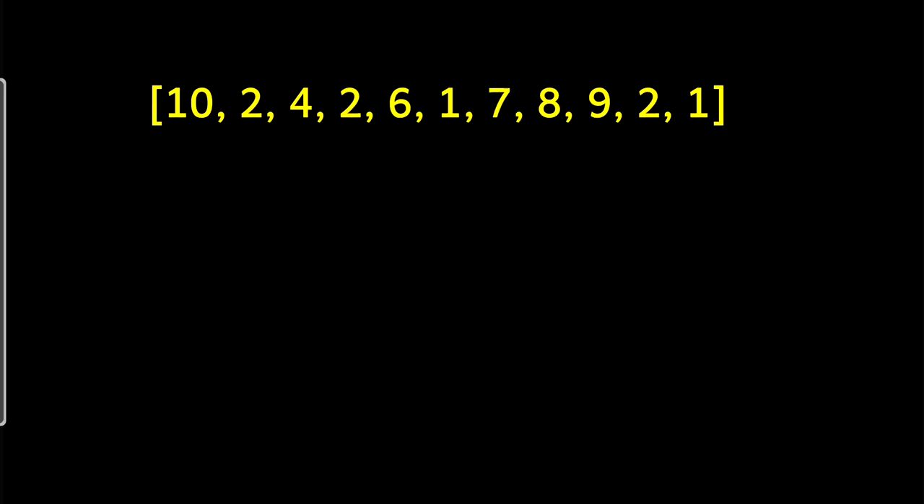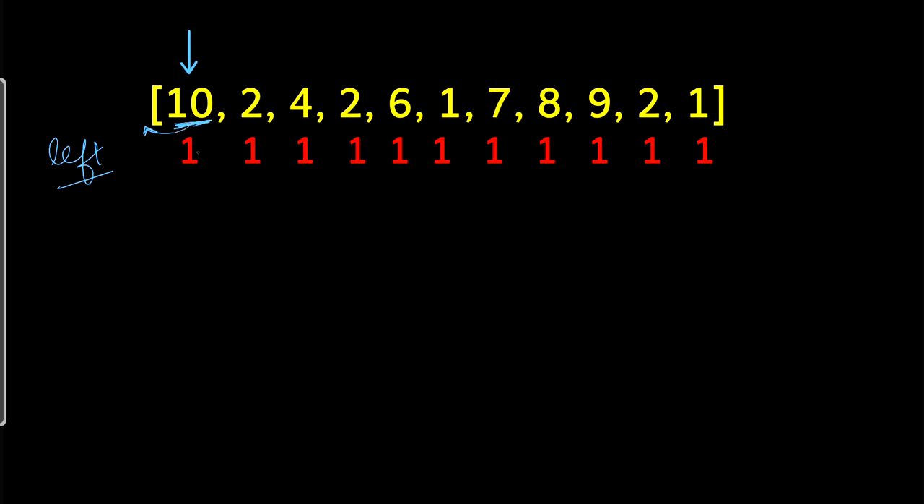Here I took a large amount of children rating. So initially we will give 1 candy to each child. And then we will start with the first child, where we will compare with left neighbors. For the first child there is no left neighbor, so we will keep 1 candy for the first child. Then for the second child, 2, we will compare with its left neighbor. Is 2 greater than 10? No. So he will also have just 1 candy.